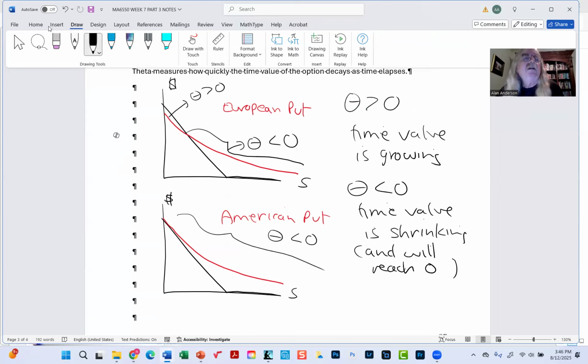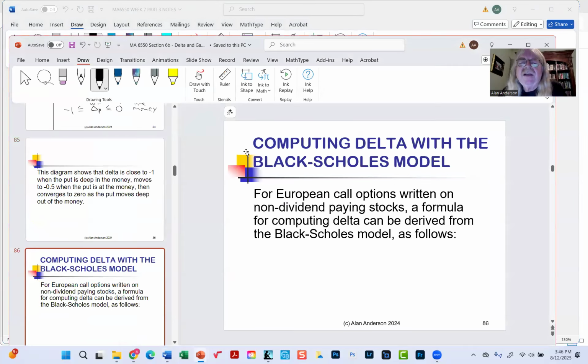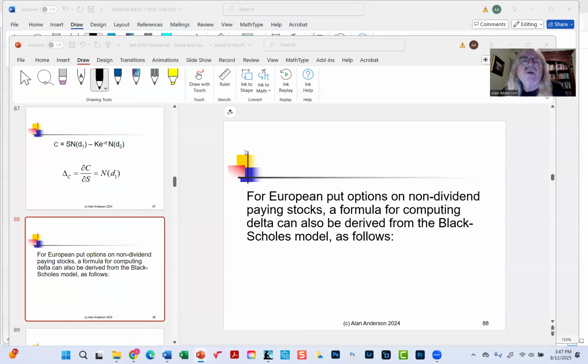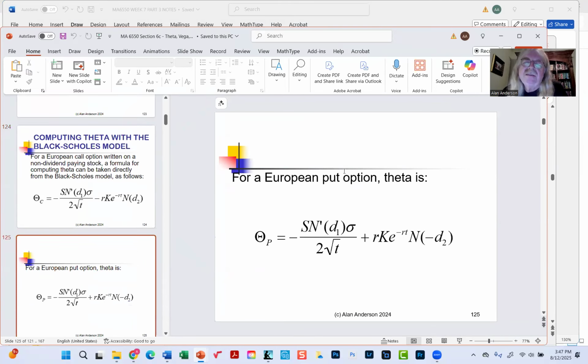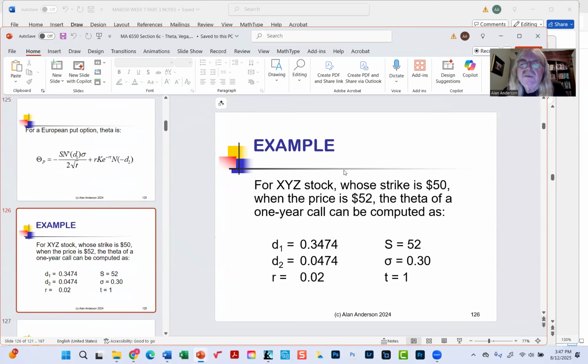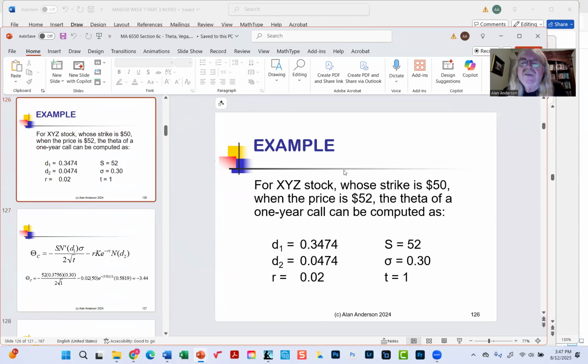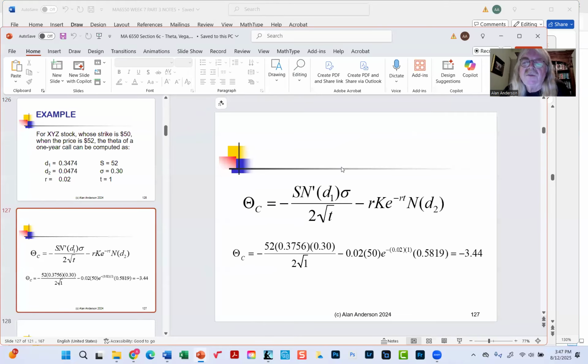Okay. All right. So, yeah, we have this form, but you're not going to be expected to write any code with data. But here it is if you're interested. You can see it's kind of a nightmare, but there it is. And here, for example, we actually had this stuck earlier. It was an option where the strike is $50 and the stock price is 52. We calculated the call price earlier as approximately 7.64. The theta worked out to be negative 3.44.